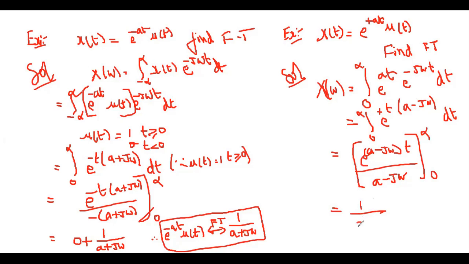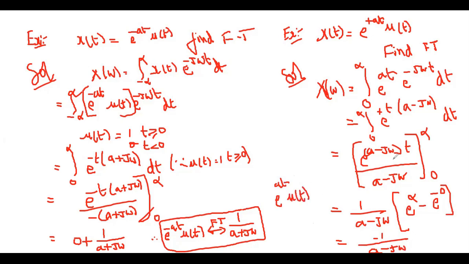Now substituting the limits, 1 by a minus j omega times e power infinity minus e power 0, which is equal to minus 1 by a minus j omega. Therefore, the Fourier transformation of e power at mu of t is minus 1 by a minus j omega. So the decaying function is 1 by a plus j omega, and the rising function is minus 1 by a minus j omega.